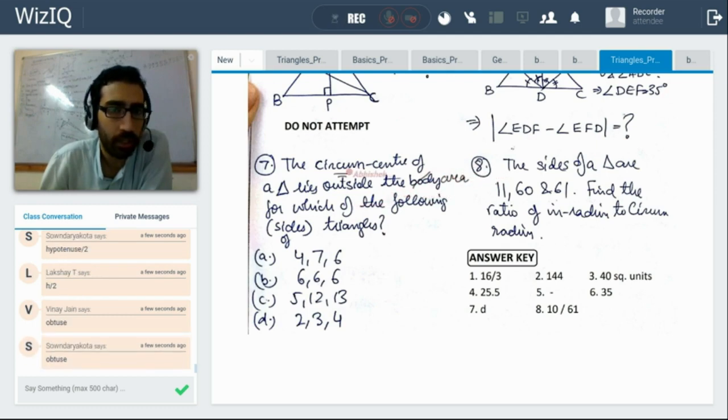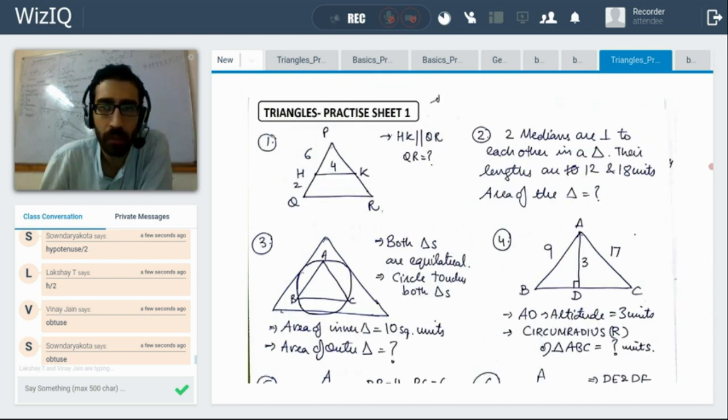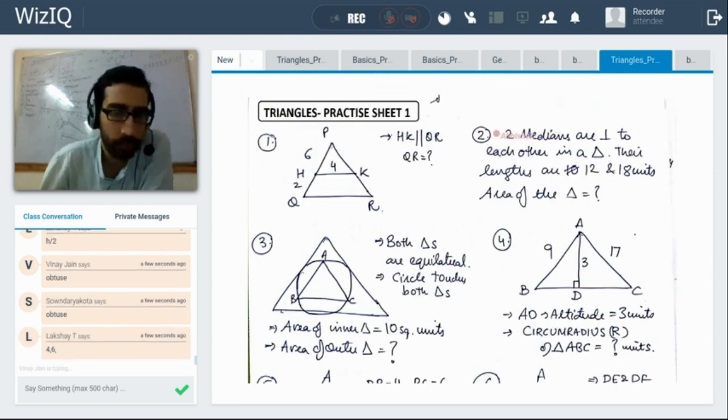Yes, indeed, Vinay. The triangle whose circumcenter lies outside the area is obtuse. So essentially, the question wants to know which of the following options from A, B, C, and D represents an obtuse triangle. Okay, cool. We will try question 2.